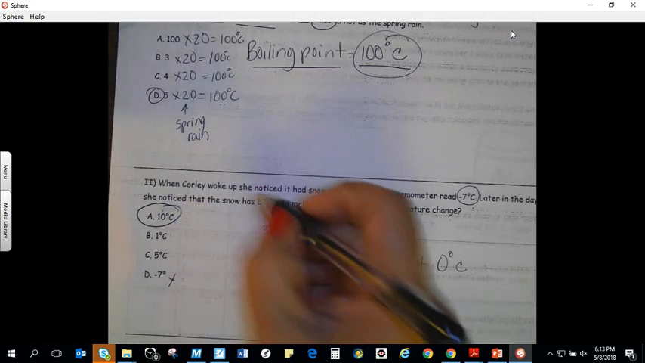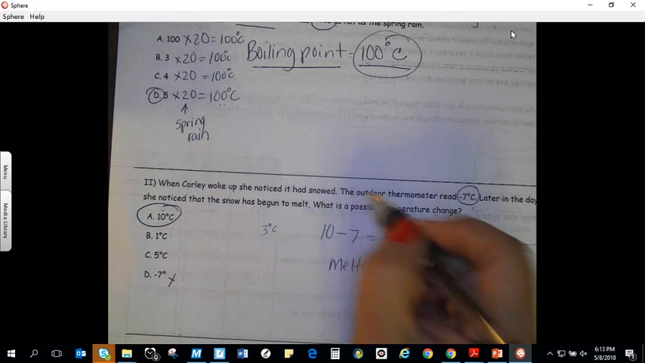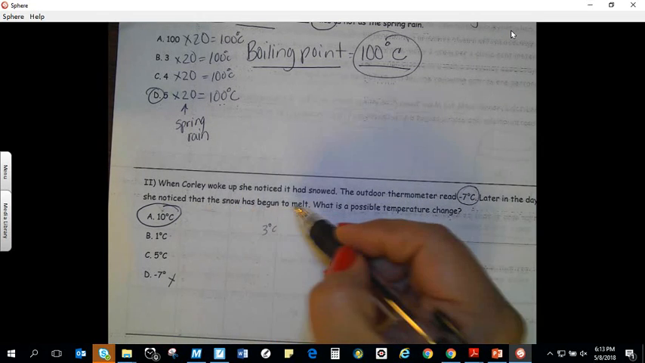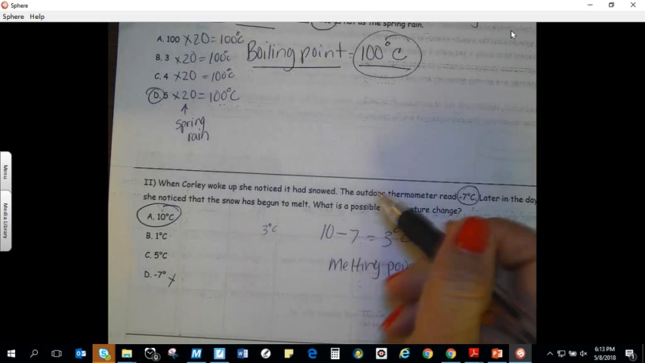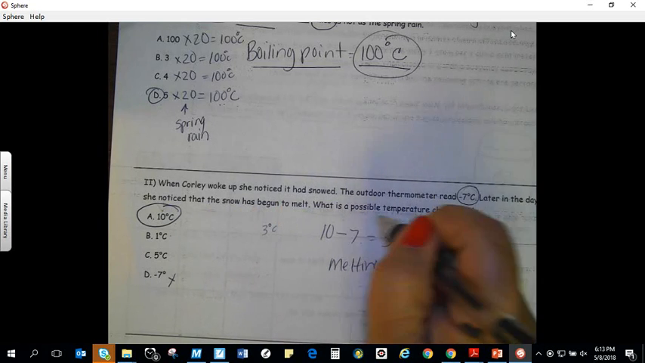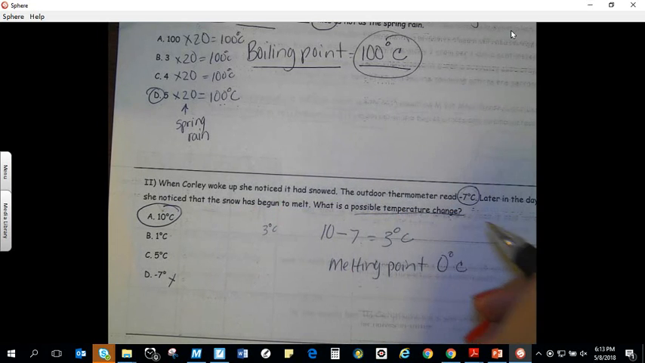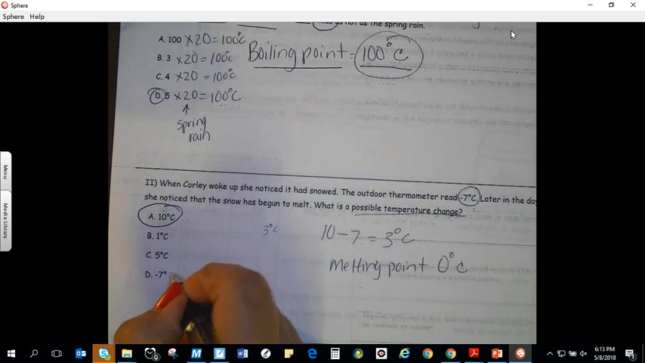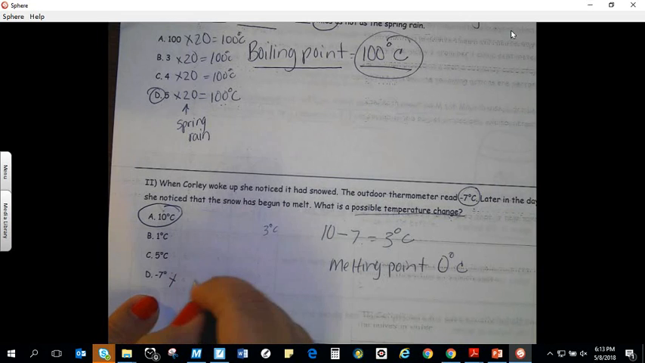When Coralie woke up, she noticed that she had snow. The outdoor thermometer read -7 degrees Celsius. Later in the day, she noticed that the snow has begun to melt. What is a possible temperature change that occurred? Okay, so what was it? Couldn't have been -7 because that means that the temperature changed at -7 degrees, so that's not going to work out.